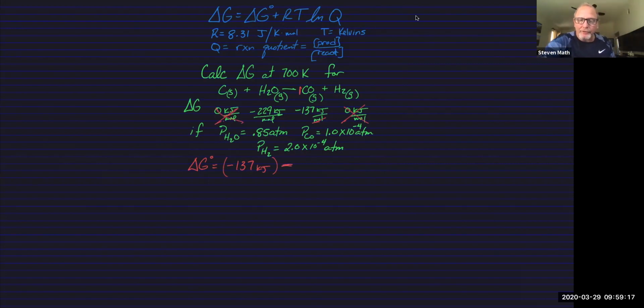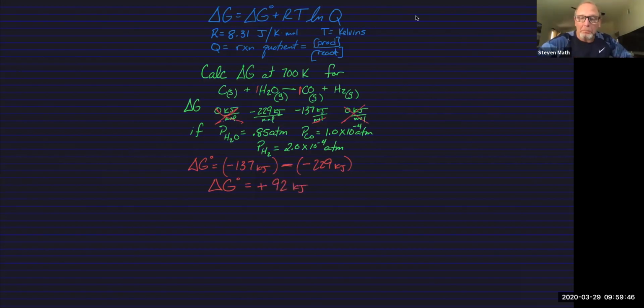And the H2O we're going to worry about a little bit. So we've got a 1 in front of that. So negative 137 minus a negative 229. This seems like we're going to be just a wee bit negative here. So delta G under standard conditions, it would be, excuse me, a positive 92. I misspoke. A positive delta G.